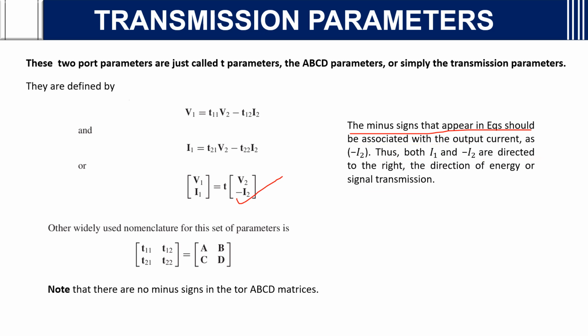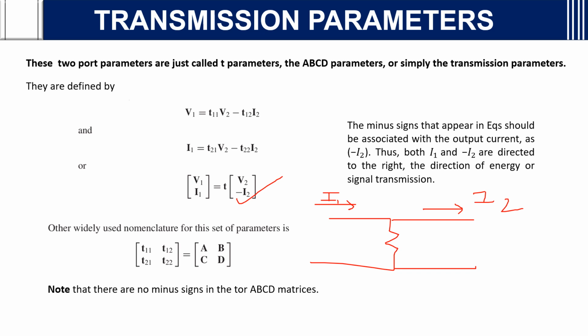What they are telling is, usually in a two-port network, for example, we write I1 in this way and I2 in this way, right? But in transmission parameters, the I2 also is in the right direction. Means the output current I2 is also in the right direction. So we are writing it as minus I2, the output current minus I2.